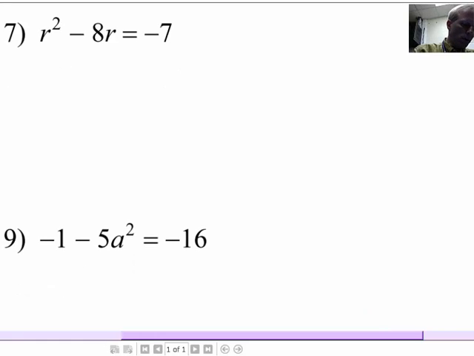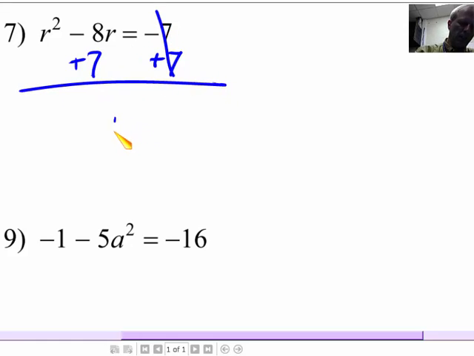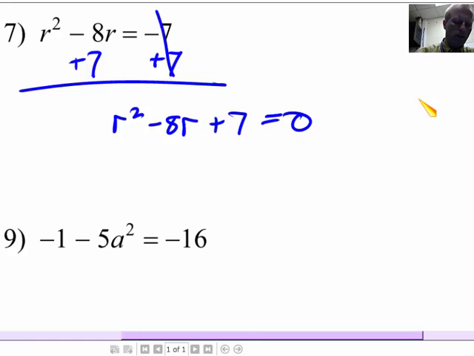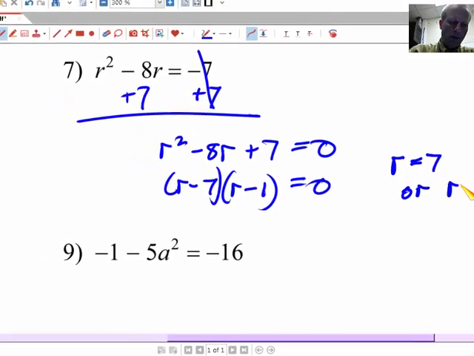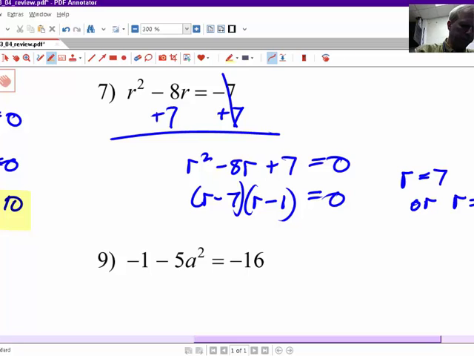Alright, next one, I'm going to do the same thing. I'm going to add 7 to both sides. And I get r squared minus 8r plus 7 equals 0. Then I'm going to factor. And that's going to give me a solution of r equals 7 or r equals 1.